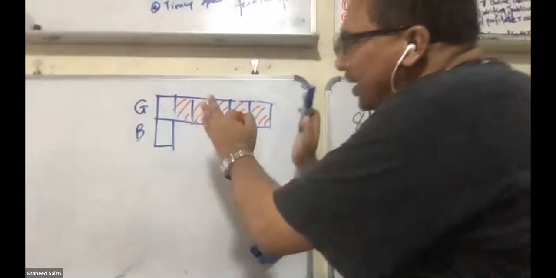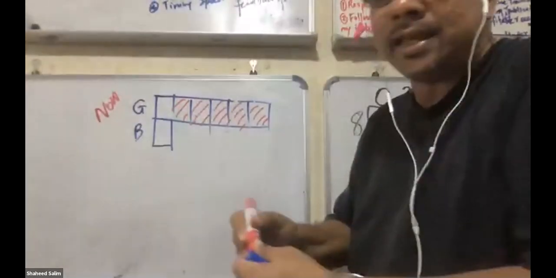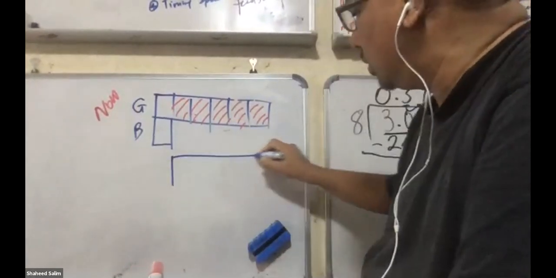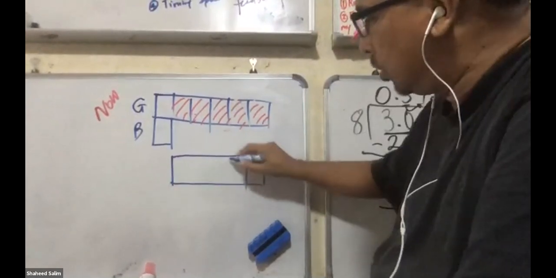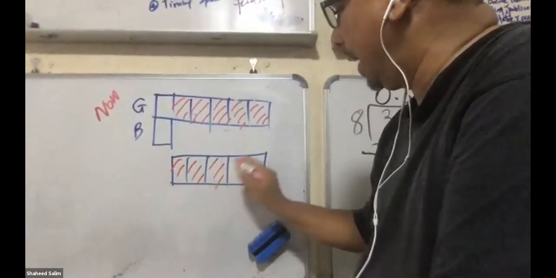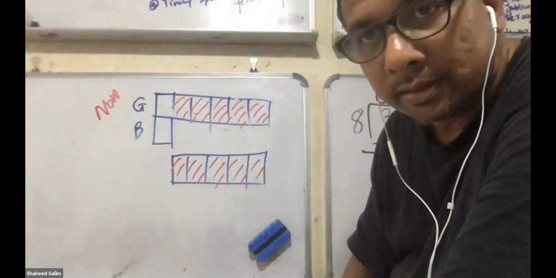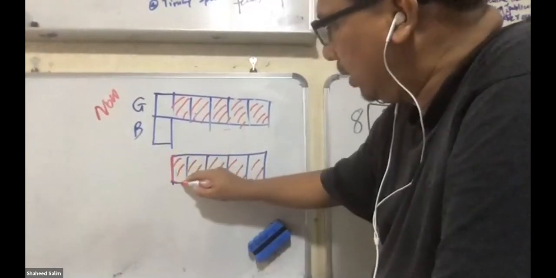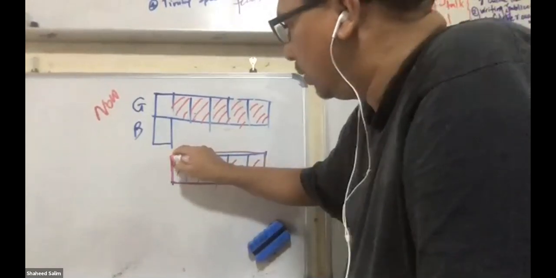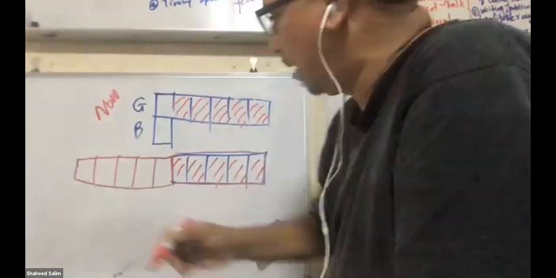The difference doesn't change, so we leave this as 5 squares. This is now. Now they say 12 years later, the difference in age is the same. The difference in age is still going to be 5 units. This is the difference in age. But Gwen will be 2 times as old as the brother. So now we take this as 1. This is the difference in age, right? Then we have another 5. Why another 5? Because they say 2 times 1. 1, 2, 3, 4, 5.